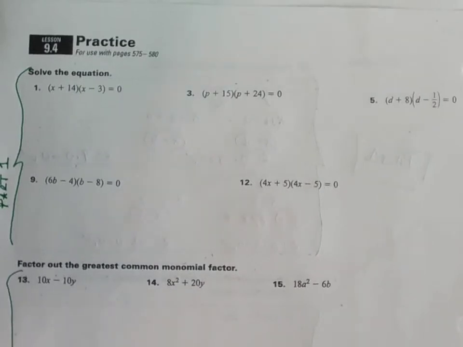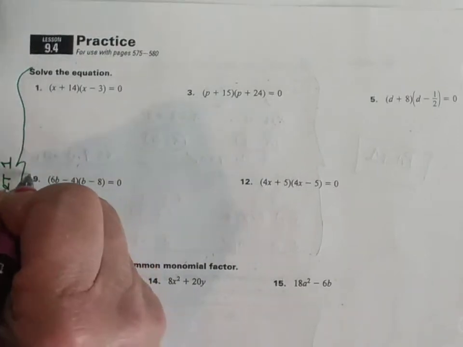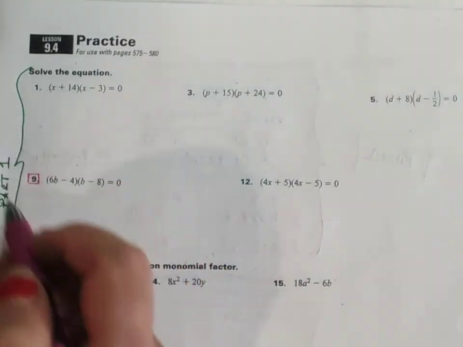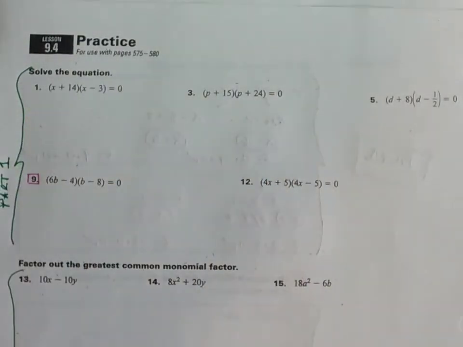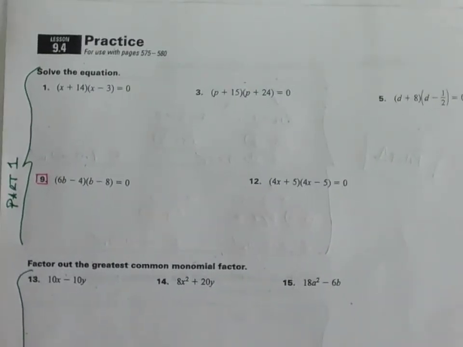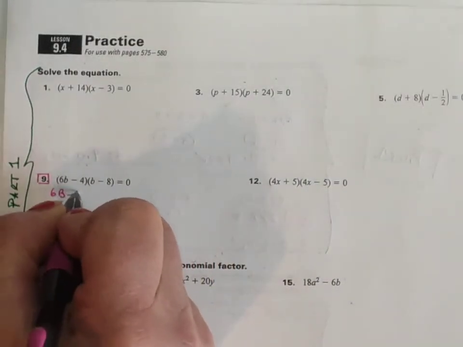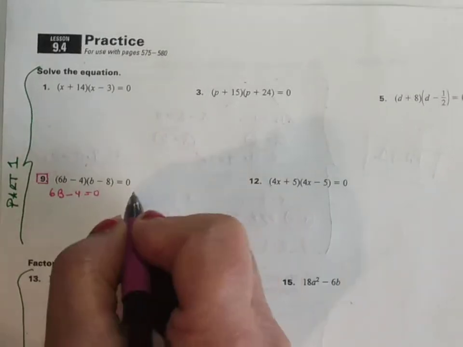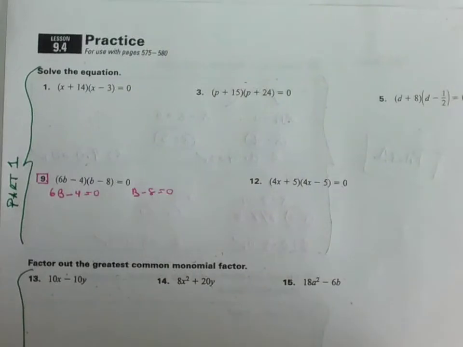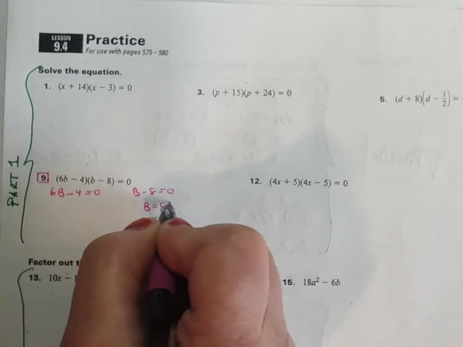All right. And I am going to go through number 9 and show you that you're going to do these problems. You're going to go to my website and check the answers. And then you can watch the second part of the video. So here we get 6b minus 4 equals 0. And b minus 8 equals 0. Well, this one's really easy because b is equal to 8.